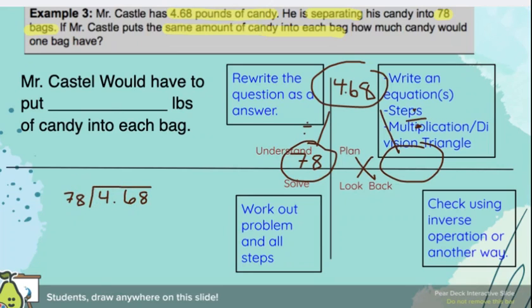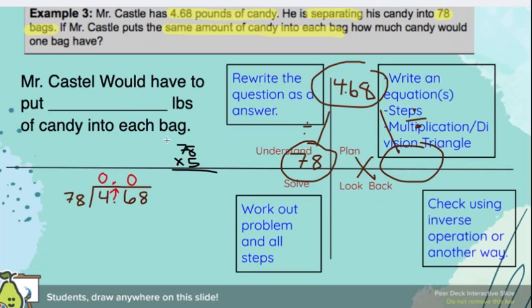Okay. So now what we have to do first is bring up our decimal. Here I would need a 0, okay, because 78 can't go into 4. 78 cannot go into 46, so I need another 0. So we need to figure out how many times can 78 go into 468, okay? So I'm going to try 1. So I'm going to do 78 times 5. Again, I'm guessing to see if I get close to 468, okay?